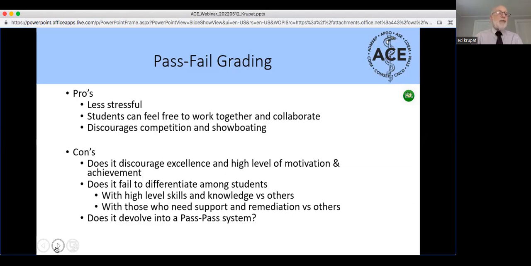It's the same thing, by the way. Some people don't like the term competency because they say we're not trying to turn out competent physicians. We're trying to turn out excellence in physicians.